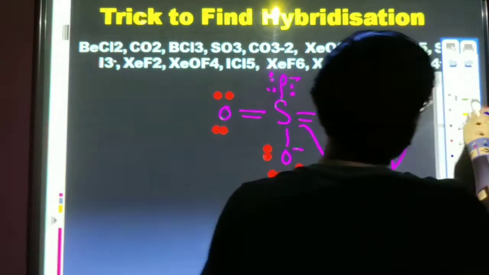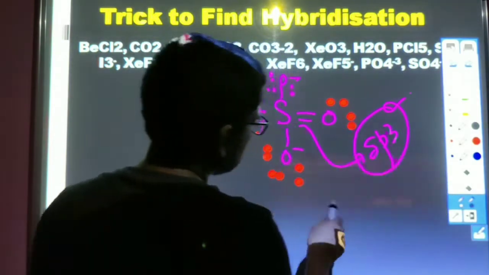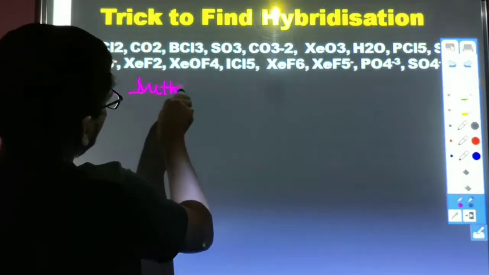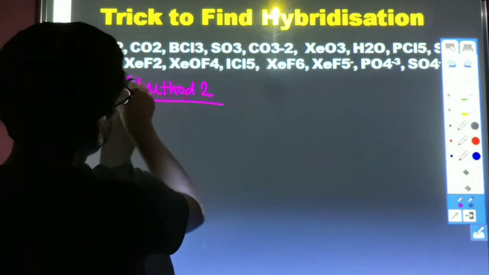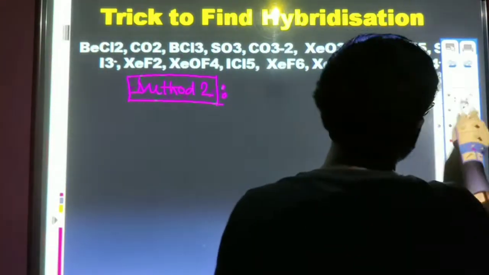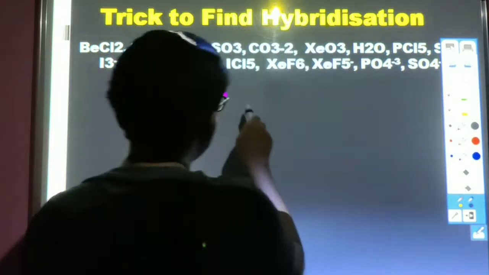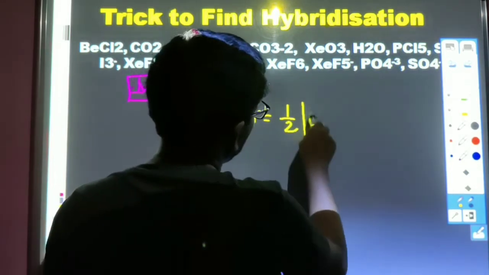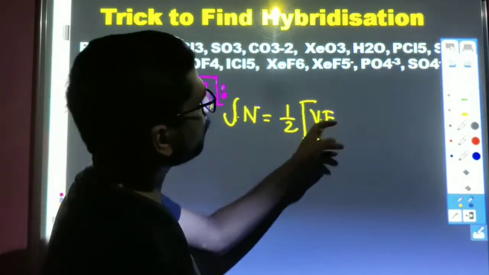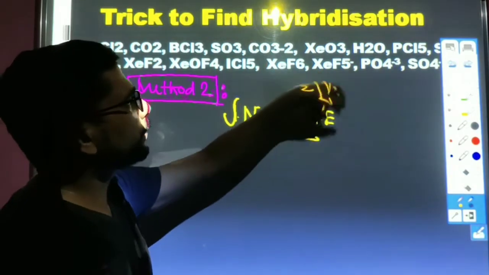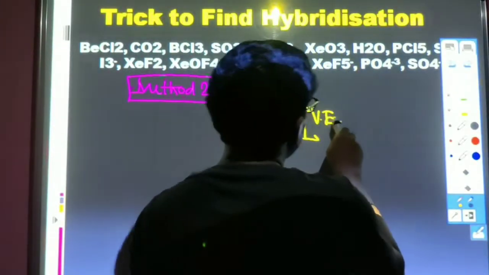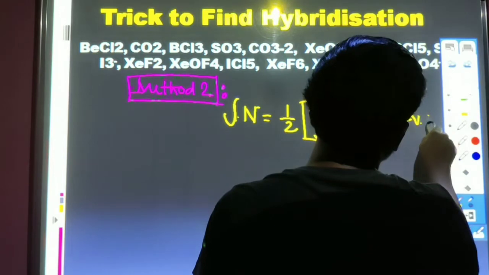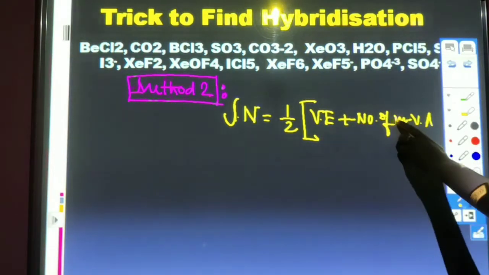Method number 2, if you want to do the hybridizations by following other methods, then what will be the method? In this method, we just apply a formula. Steric number is equal to half of the valence electron of the central atom, of which you are going to see the hybridization, plus the number of monovalent atoms. This is MVA, the number of monovalent atoms.